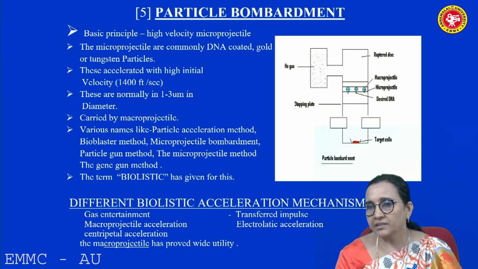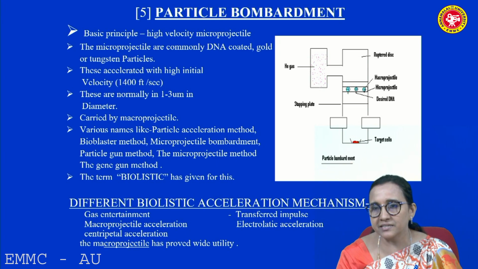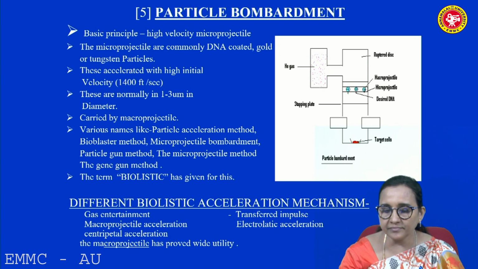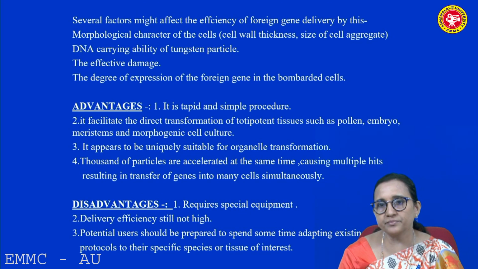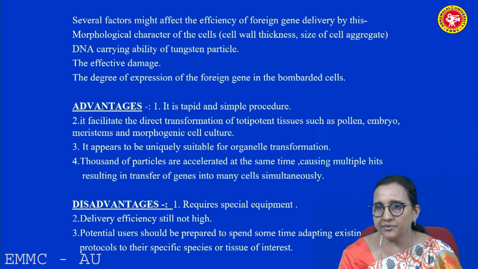You can see at the bottom of the equipment, in a small petri dish, there is a protoplast present, and you have to just make it a target and push the trigger, so that with a lot of pressure these bullets will get inserted into the protoplast cells, the DNA will get inserted in the protoplast, and the formation of rDNA takes place. And there are several advantages and disadvantages. We have several factors that might affect the efficiency of the foreign gene delivery.